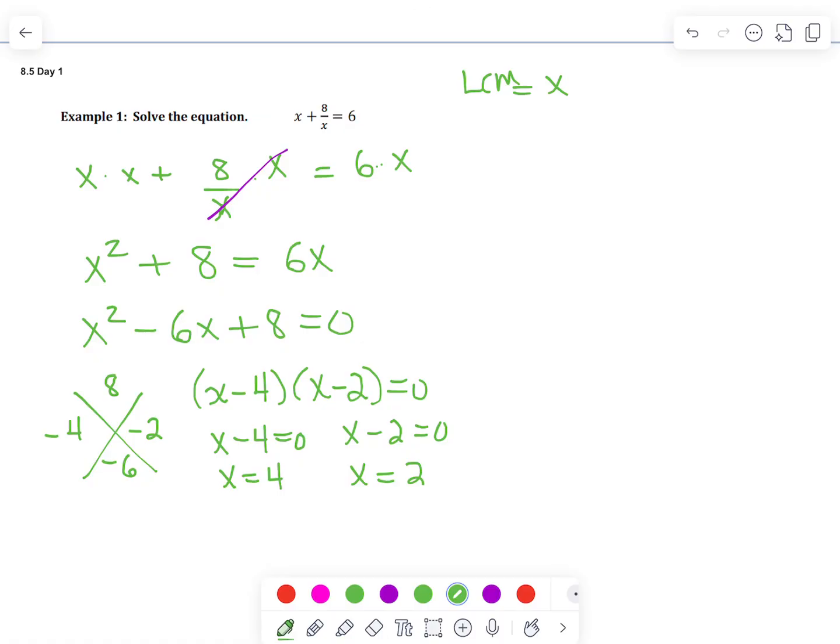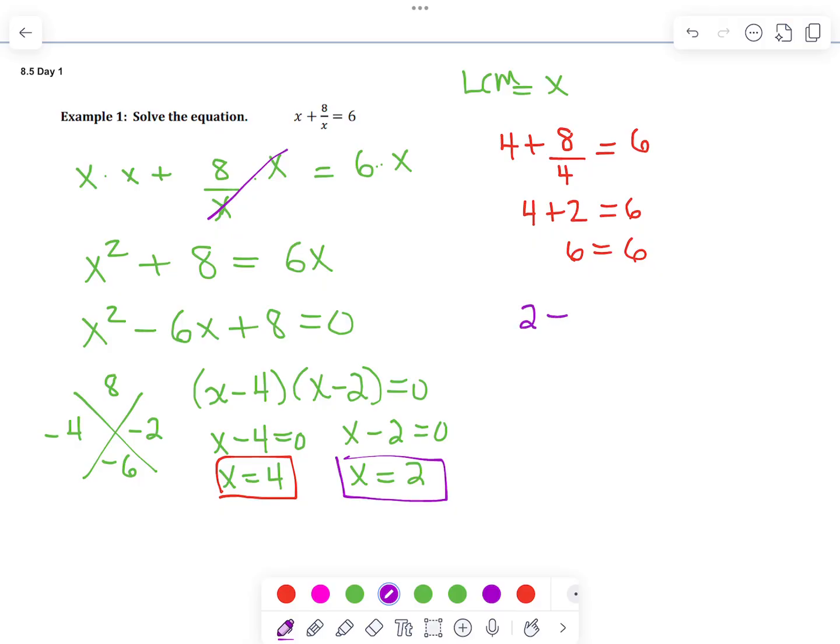Then what we'd want to do is verify that our solutions are holding true. So we would substitute x equals 4 into the equation. So 4 plus 8 divided by 4 equals 6. 8 divided by 4 is 2. 6 equals 6. Then we check the next one.